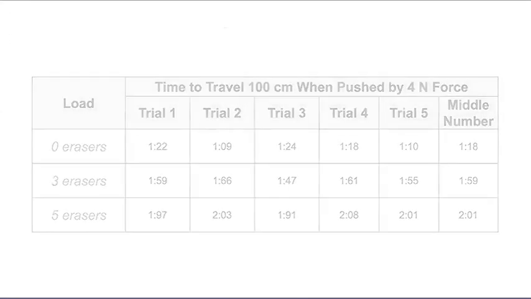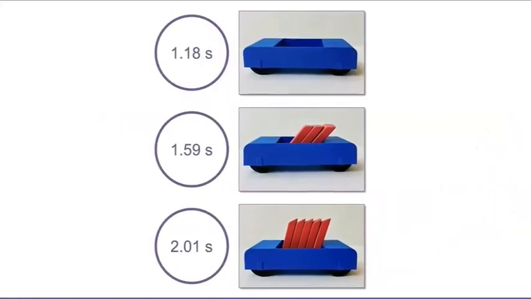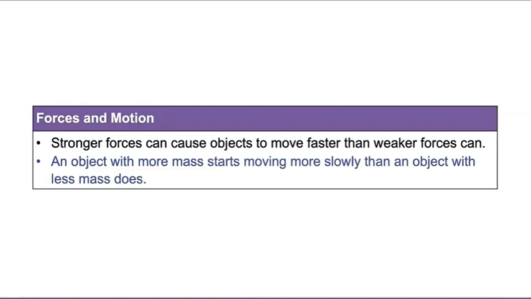I think objects with more mass travel slower than objects with less mass when the same force is used. Do you agree? That means when an object has more mass, its speed gets slower. Let's add this information to our class chart. Now we know an object with more mass starts moving more slowly than an object with less mass does.